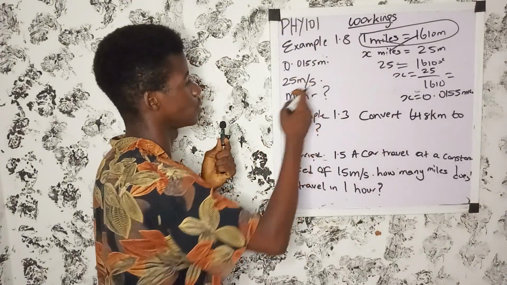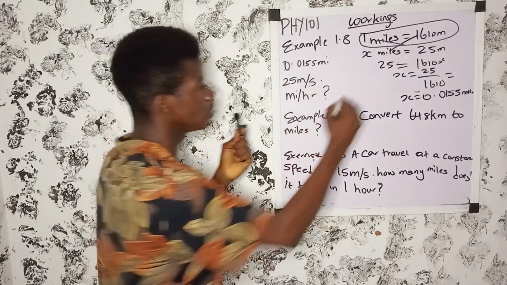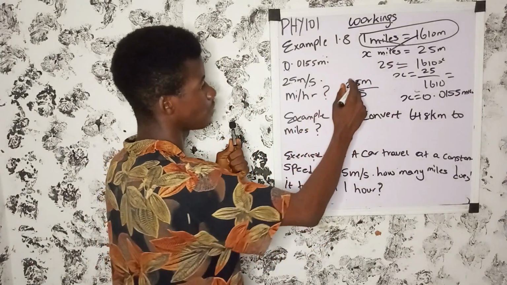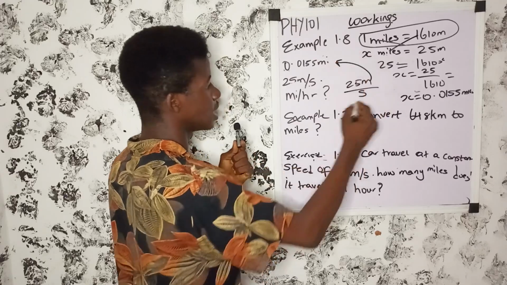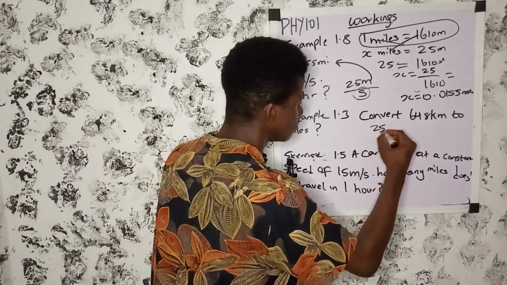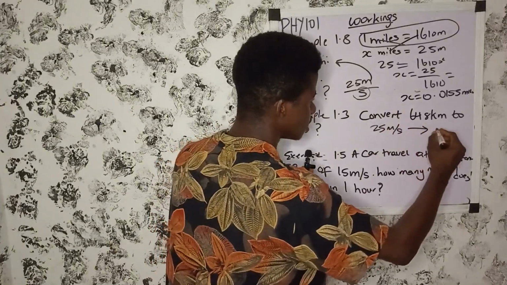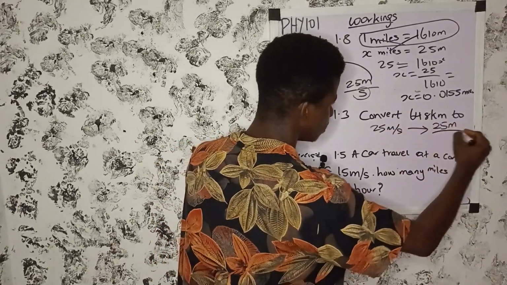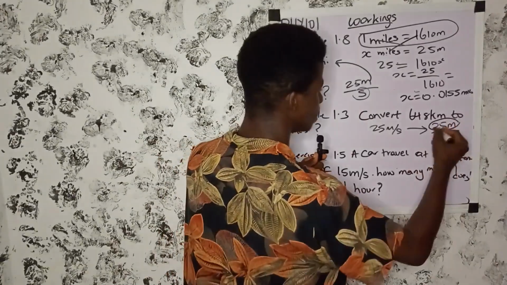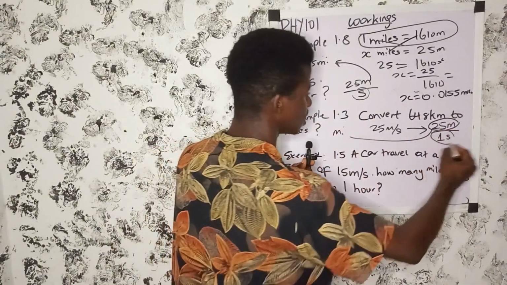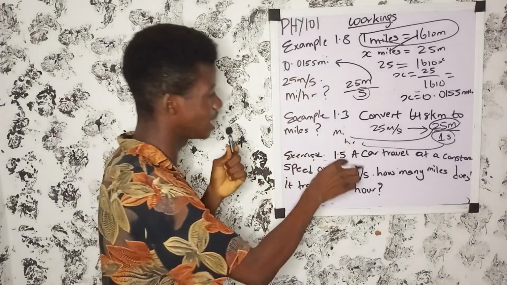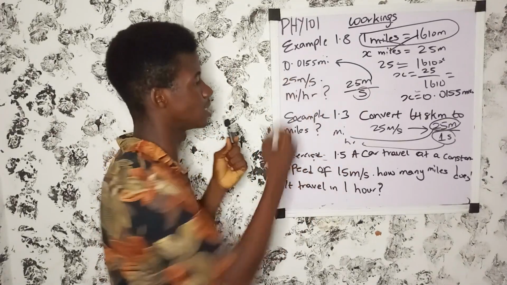Let's convert seconds to hours. Remember this one, look at it, 25 meters over seconds. So we have converted our 25 meters to miles. Then we have to convert 1 second to hours. I don't know if you understand. 25 meters per second means 25 meters is divided by 1 second. That is what it means. So we have converted 25 meters to miles already. Now we have to convert 1 second to hours. Once we get the hours, we'll then divide it with this. I don't know if you get.